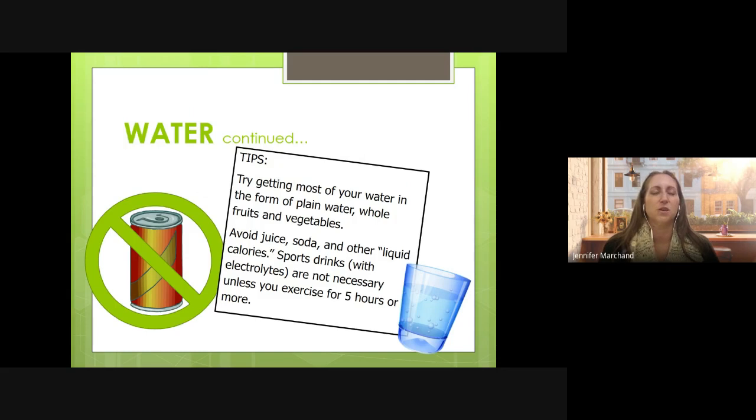Sports drinks with electrolytes, so like our Gatorades, our Powerades, things like that, they're not necessary unless you've been exercising for 5 hours or more. So if you're going to go out and play like a whole football game, yes, you probably need to have a Gatorade or a Powerade, something like that. But if you just head for like a 30-minute walk down the road, and then you come back, a nice 8-ounce glass of water is really gonna be great for you. There's no need to drink a Gatorade or a Powerade.